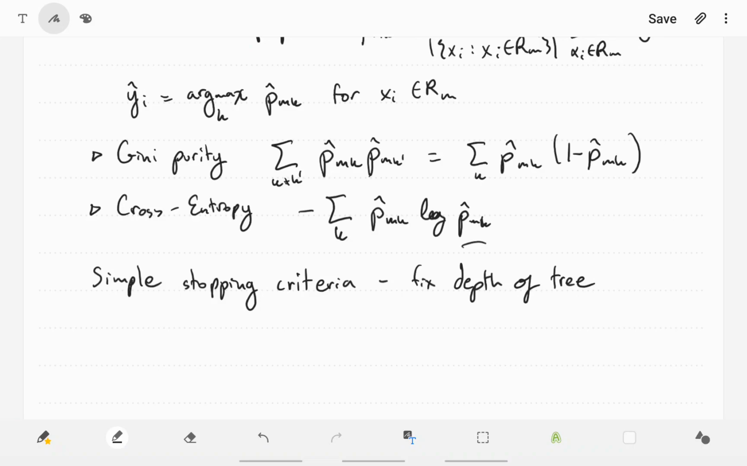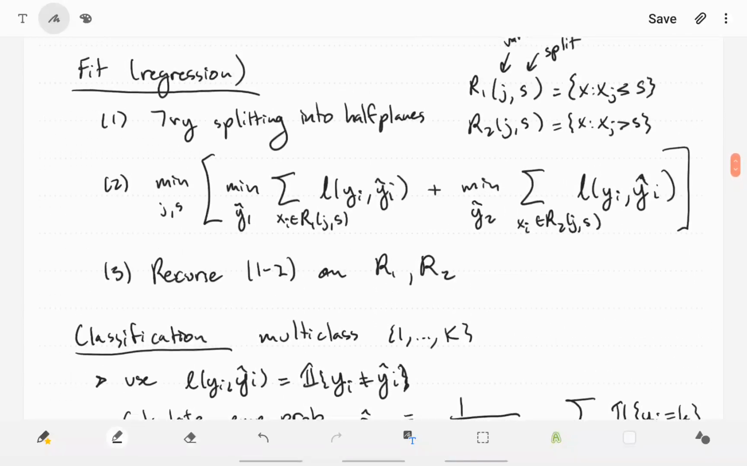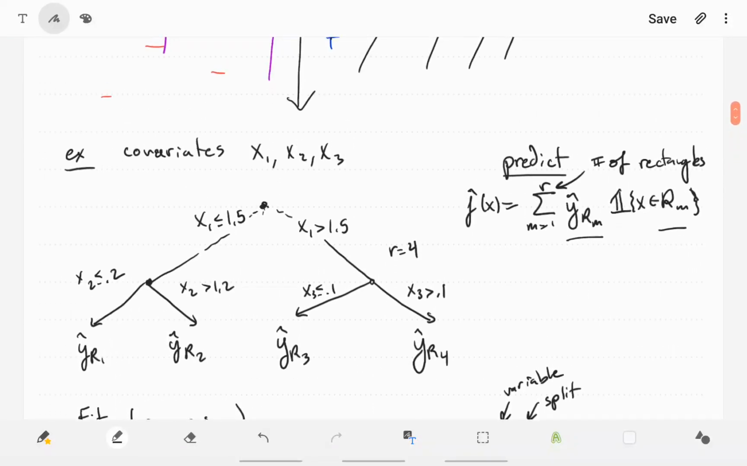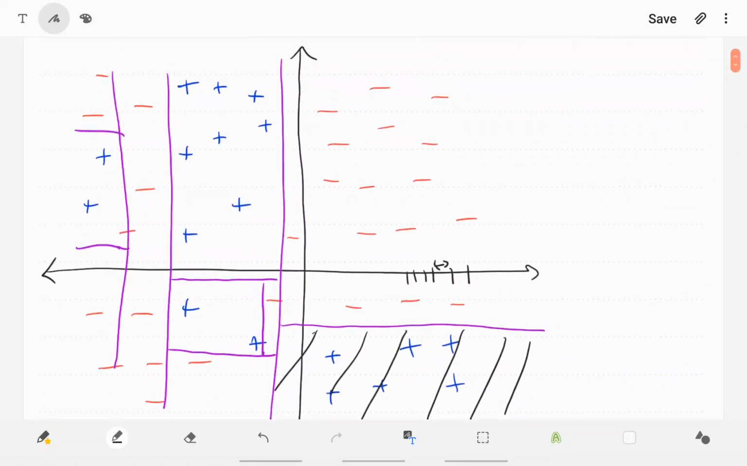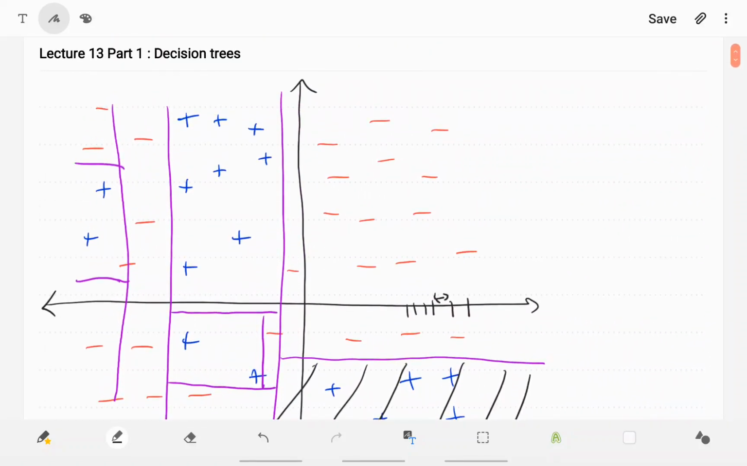So that concludes our talk about decision trees and simple decision trees. They're very flexible methods, and it turns out that they can be successfully employed as simple learners that are used in more complicated strategies like random forests and boosting.